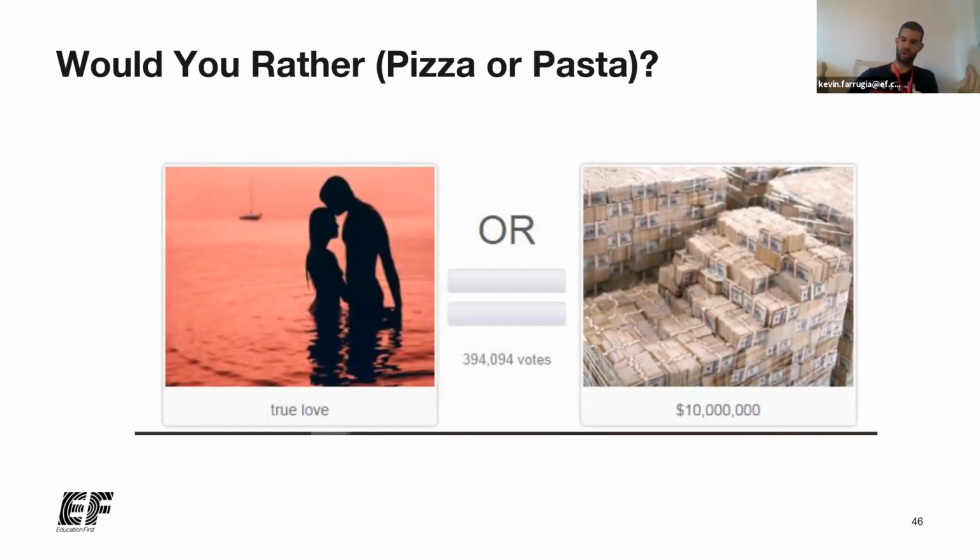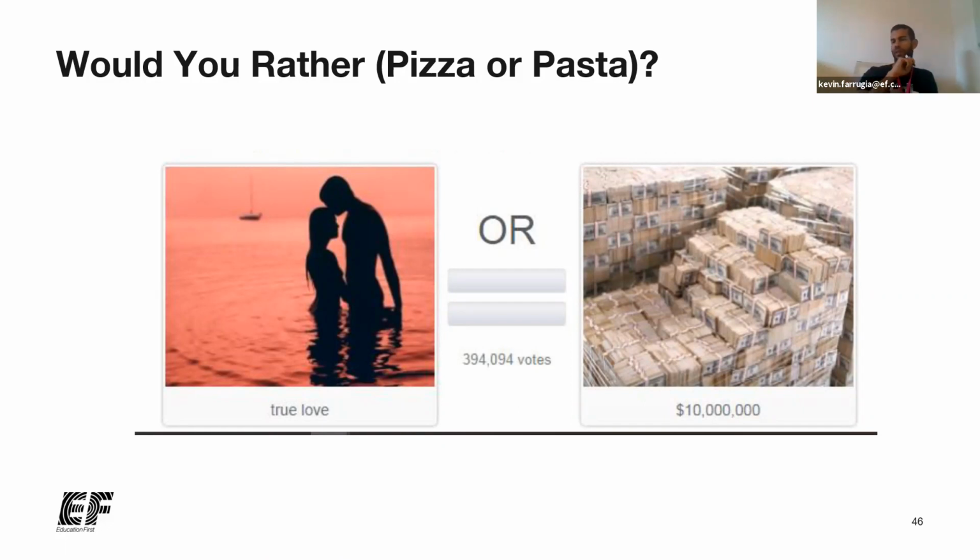And with the people in your new group, discuss why. So Mark would be explaining to his classmate why he wants pizza. Someone else would be explaining to his or her classmate why they want pasta. And the examples, for example, this is a true example that I used. Would you rather have true love or $10 million?